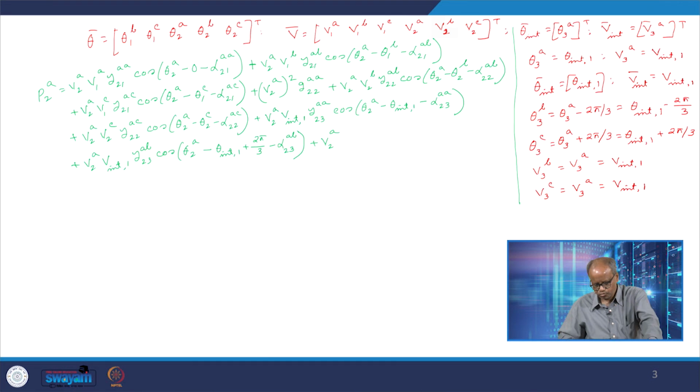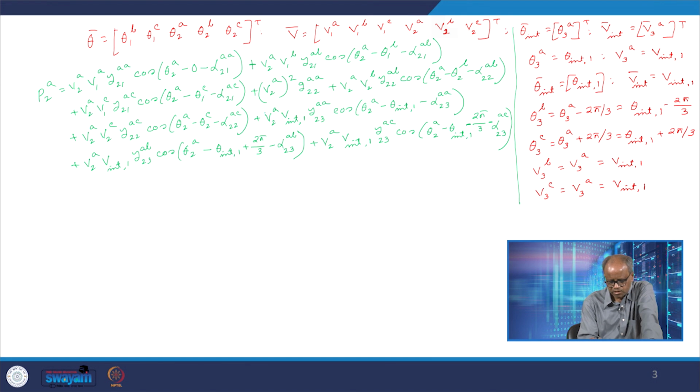So, now V2A V internal 1 Y23AC cosine (theta 2A minus theta internal 1 minus 2 pi by 3 minus alpha 23AC). So, now we have replaced everything in terms of our known and unknown quantities.